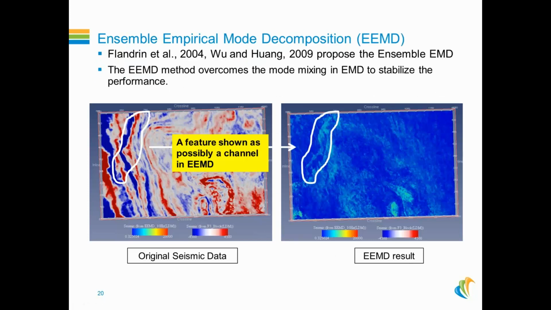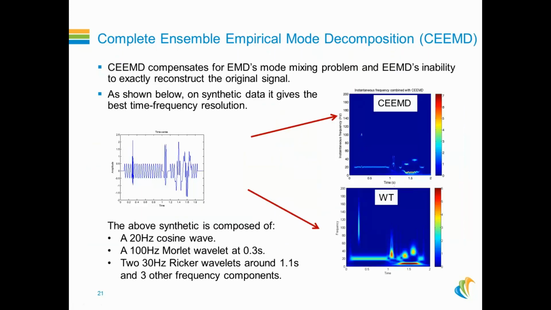And here are a few results of ensemble empirical mode decomposition, EEMD. It overcame a few problems that the original EMD method had and became more stable. So input seismic data, and here is the results highlighting this possible channel here. And here is the results of CEEMD in comparison to wavelet transform.